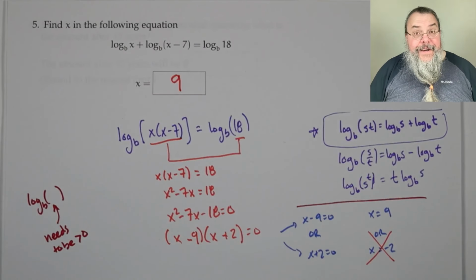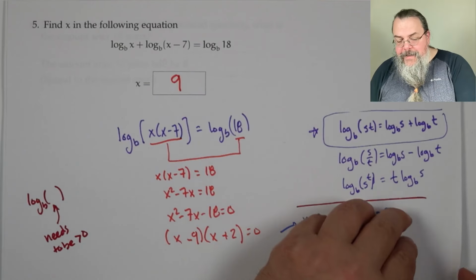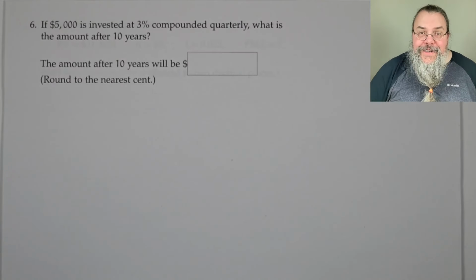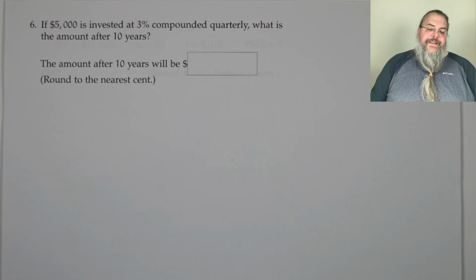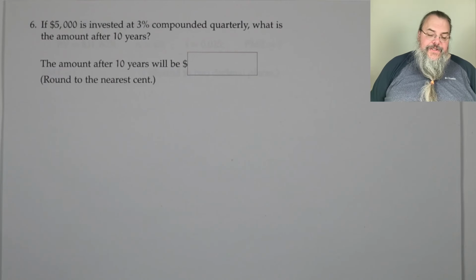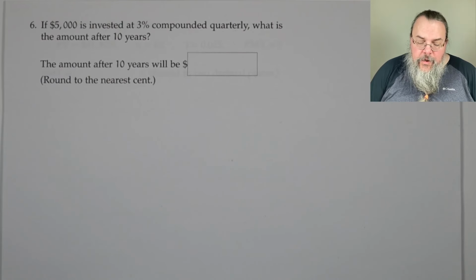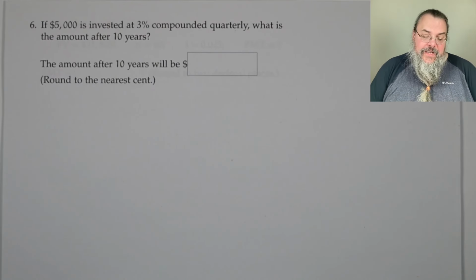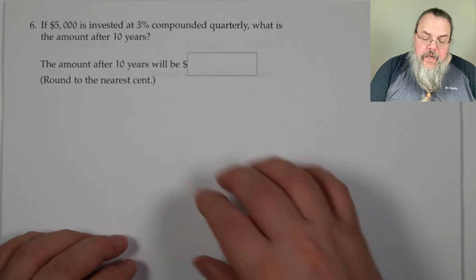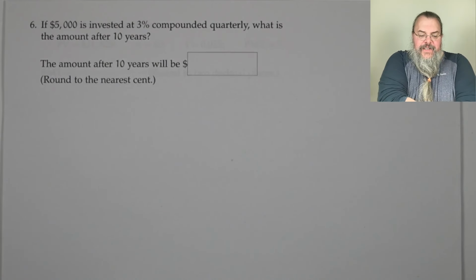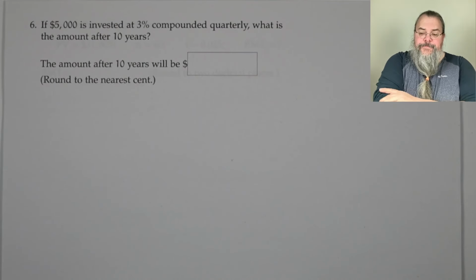And that's number 5. All right. We're doing great. On to number 6. If $5,000 is invested at 3%, compounded quarterly, what is the amount after 10 years? Well, the amount after 10 years will be something. And we're told to round to the nearest cent. Okay, so how do we figure this out?